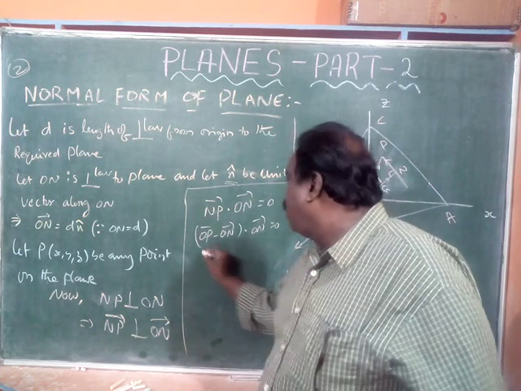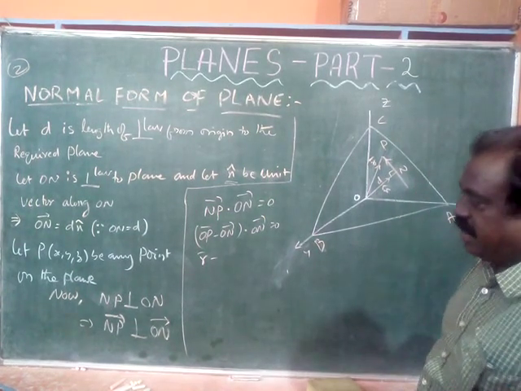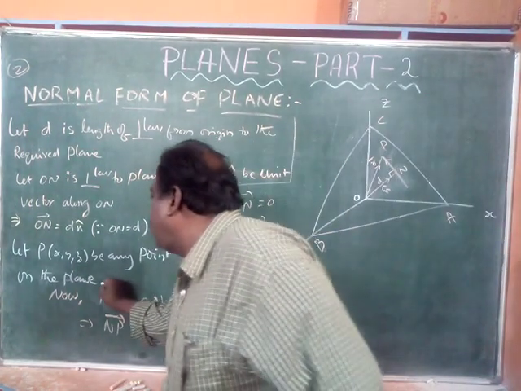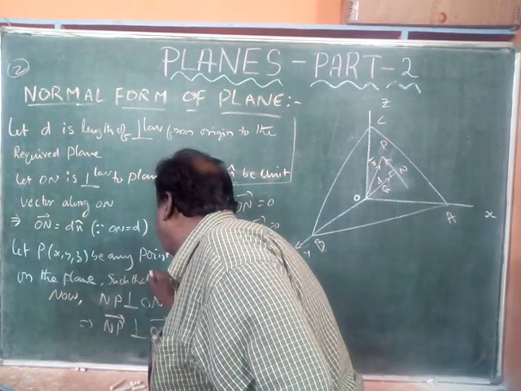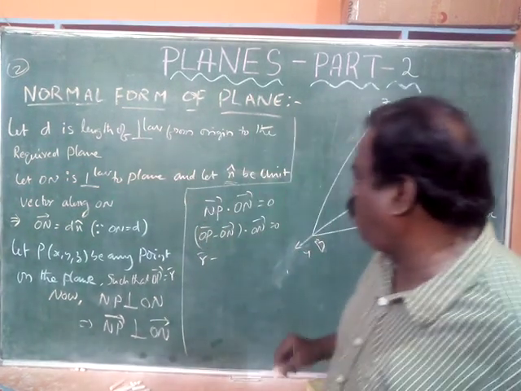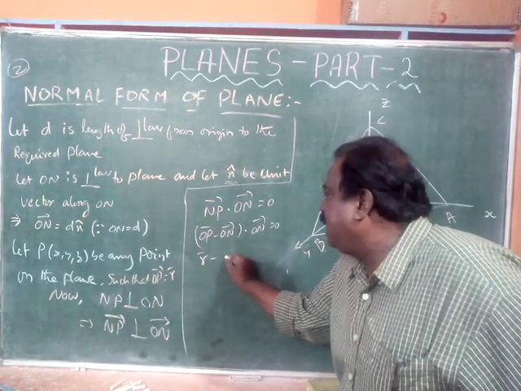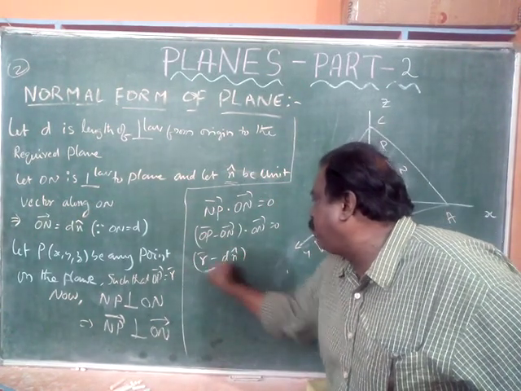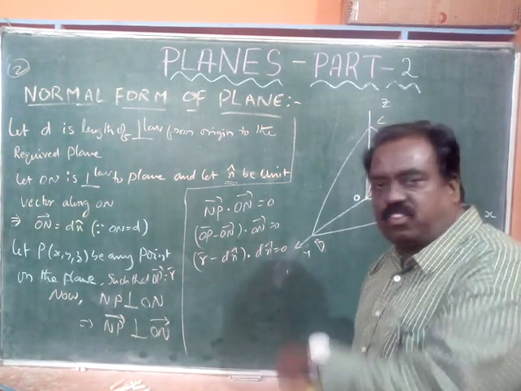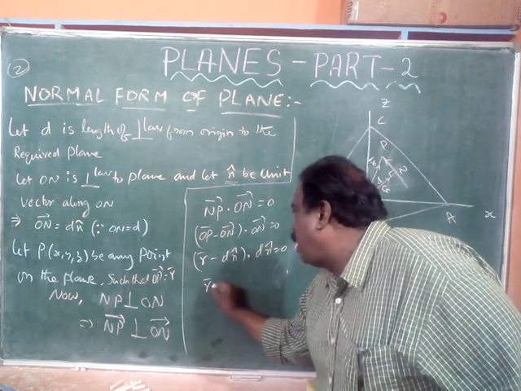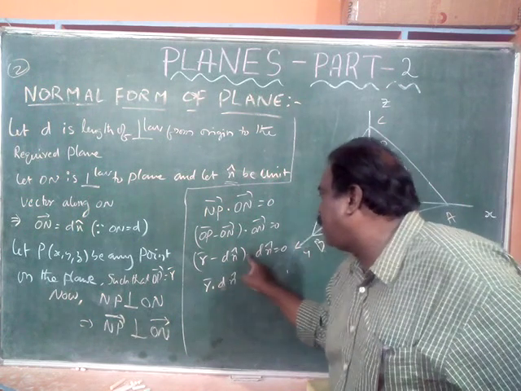Okay, now this is R bar. We are taking OP bar as R bar, such that OP bar is equal to R bar. We are assuming R bar. What is OL bar? It is length D n cap. Dot length D n cap is equal to 0. Already OL is there. So R bar dot D n cap, R bar dot n cap.